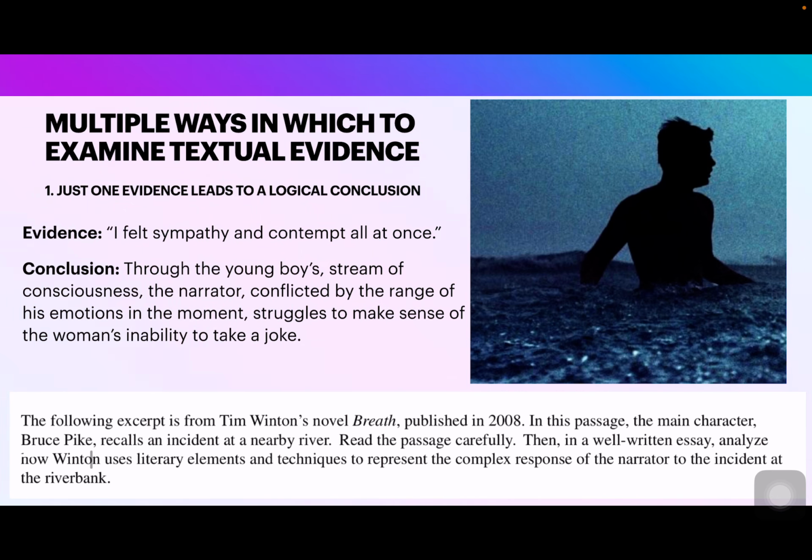So my conclusion that I'm going to use from this piece of evidence, and obviously understanding the context of the story, would be: through the young boy's stream of consciousness, the narrator, conflicted by the range of his emotions in the moment, struggles to make sense of the woman's inability to take a joke. A couple of things are happening here. One is that "struggles" is written in the present tense. One thing you should know about AP literature, or writing about anything in regards to literature, is you always want to write in the present tense. So the narrator struggles to make sense of the woman's inability to take a joke.